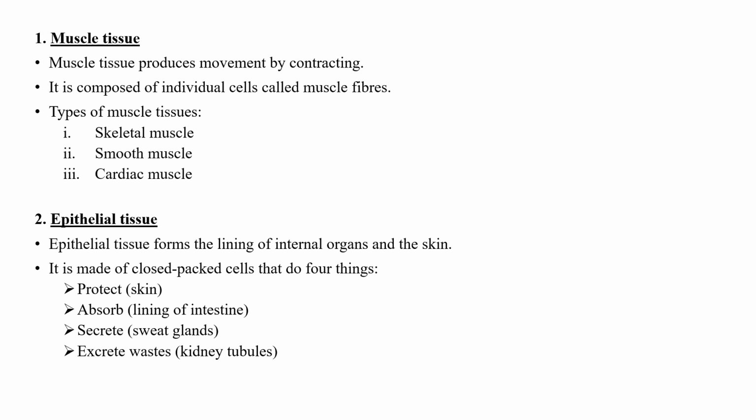Coming to epithelial tissue or epithelium, it is found throughout the body. It forms the lining of the internal organs and the skin. Epithelial tissue is made up of closely packed cells that function to form a protective barrier like the skin, absorb like the lining of the intestine, secrete like the sweat glands, and excrete wastes like the kidney tubules.